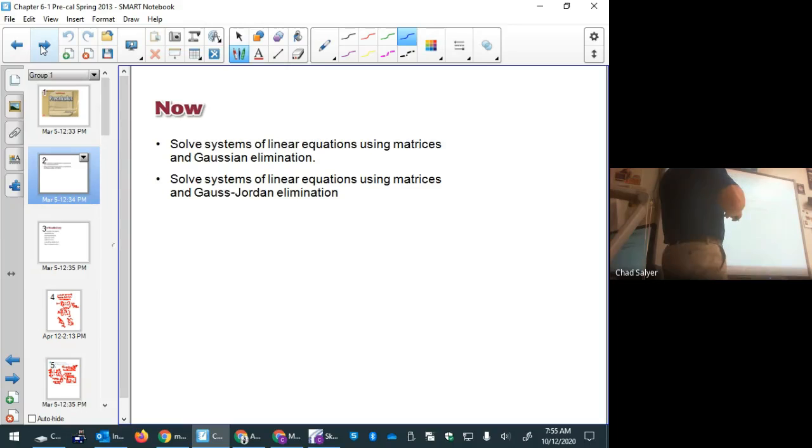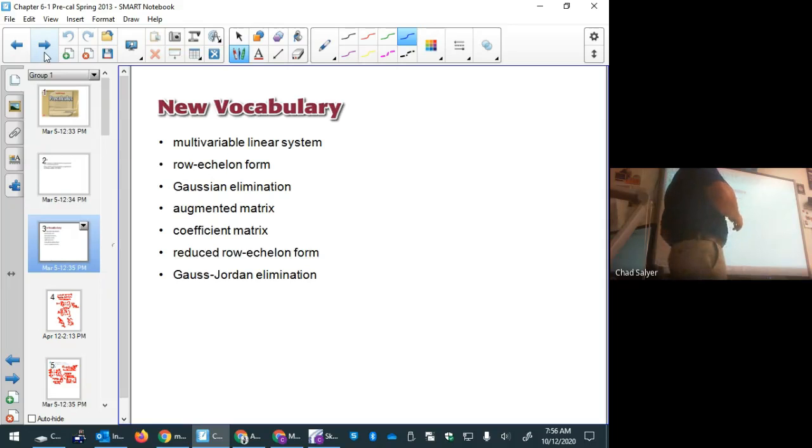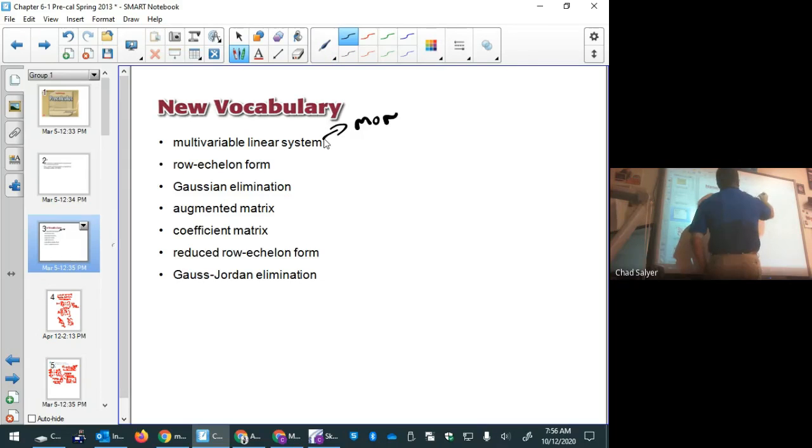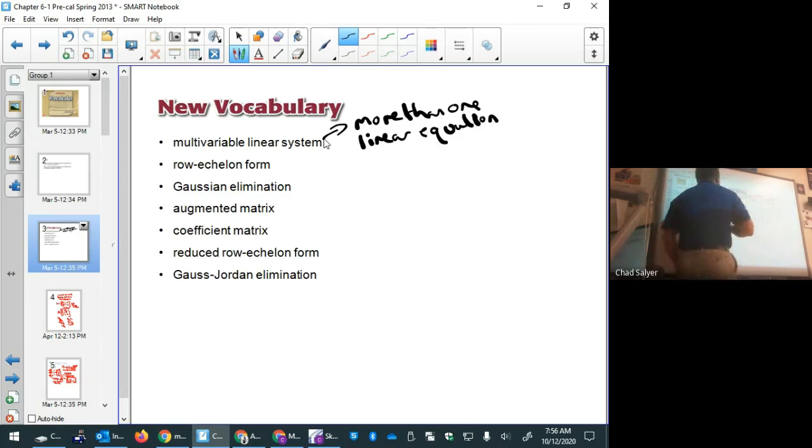So we're going to solve systems of linear equations using matrices and Gaussian elimination, or Gauss-Jordan elimination. I don't differentiate between those two. I think that's not necessary. So, multivariable linear system. As I said, this is more than one linear equation. A multivariable linear system is more than one equation.